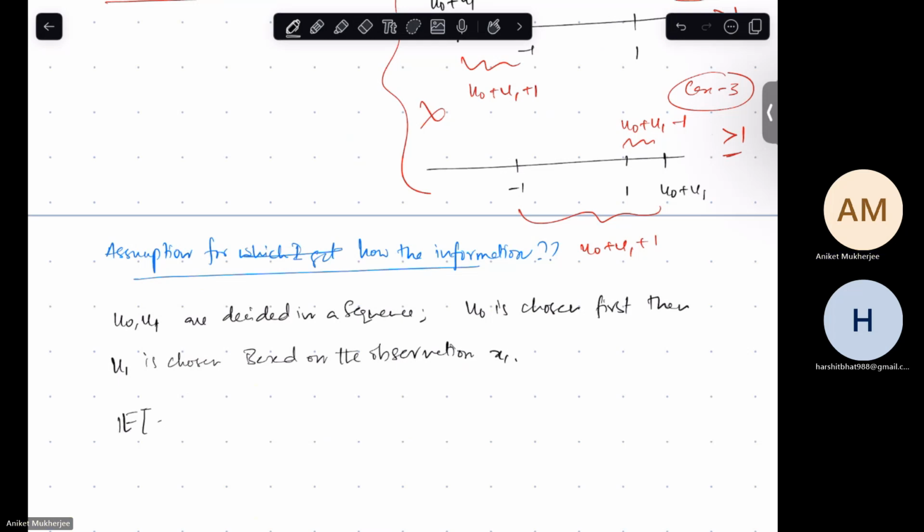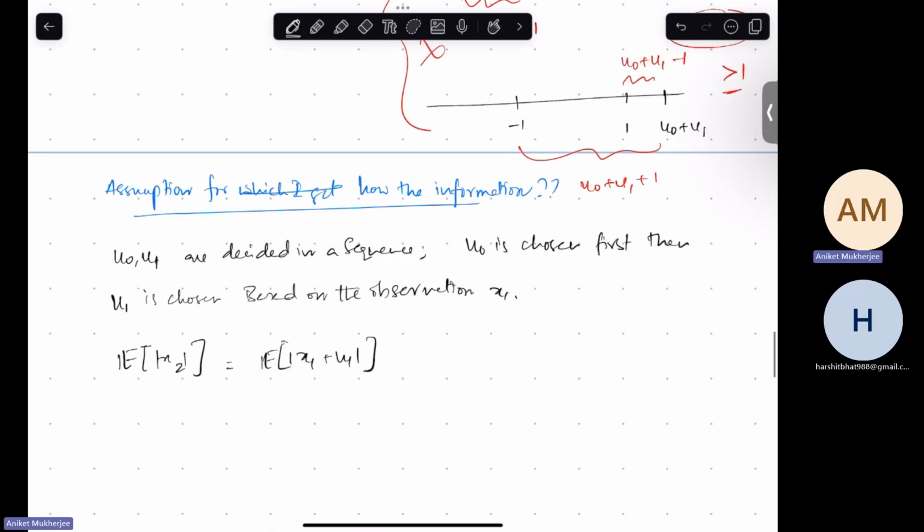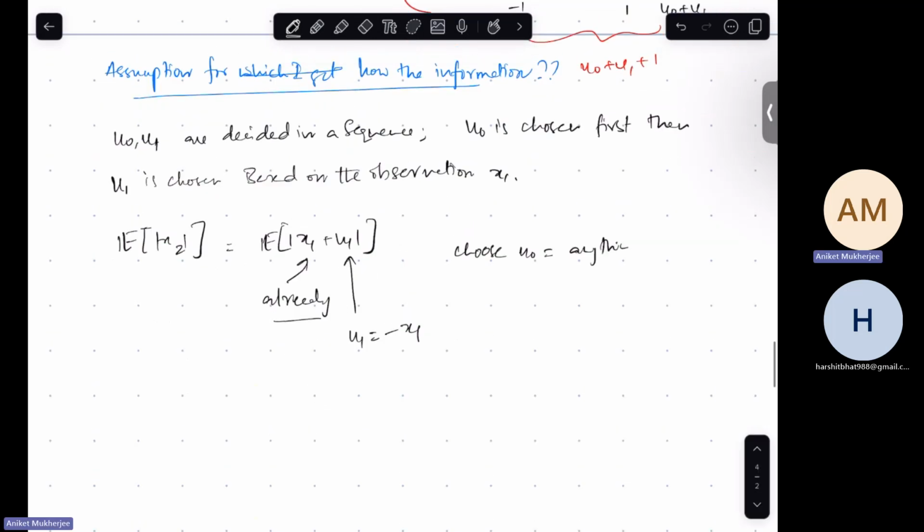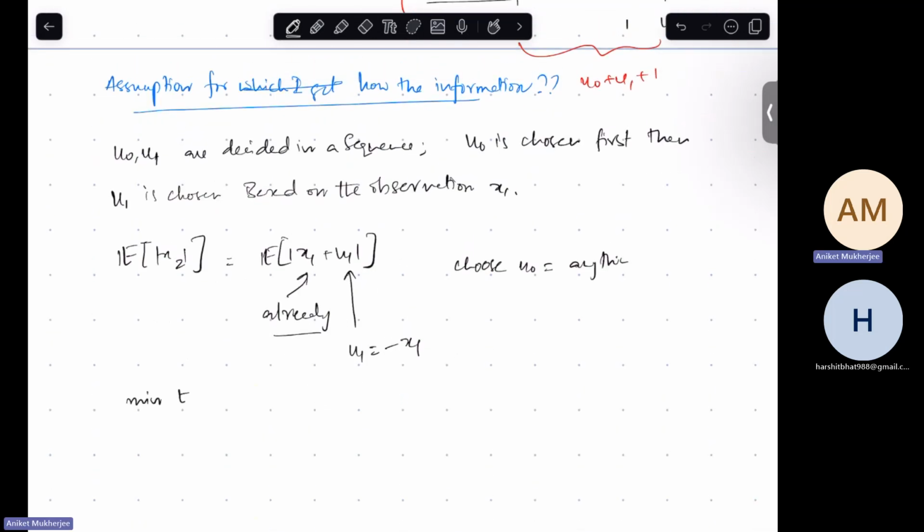So then we want to minimize mod x1, mod x2. Here, before substituting what x1 is, this is already known, because after choosing u0, you will know what x1 is. Because x1 is already known, you can just choose u1 to be minus x1. That's it, you're done. And you can choose u0 to be anything.